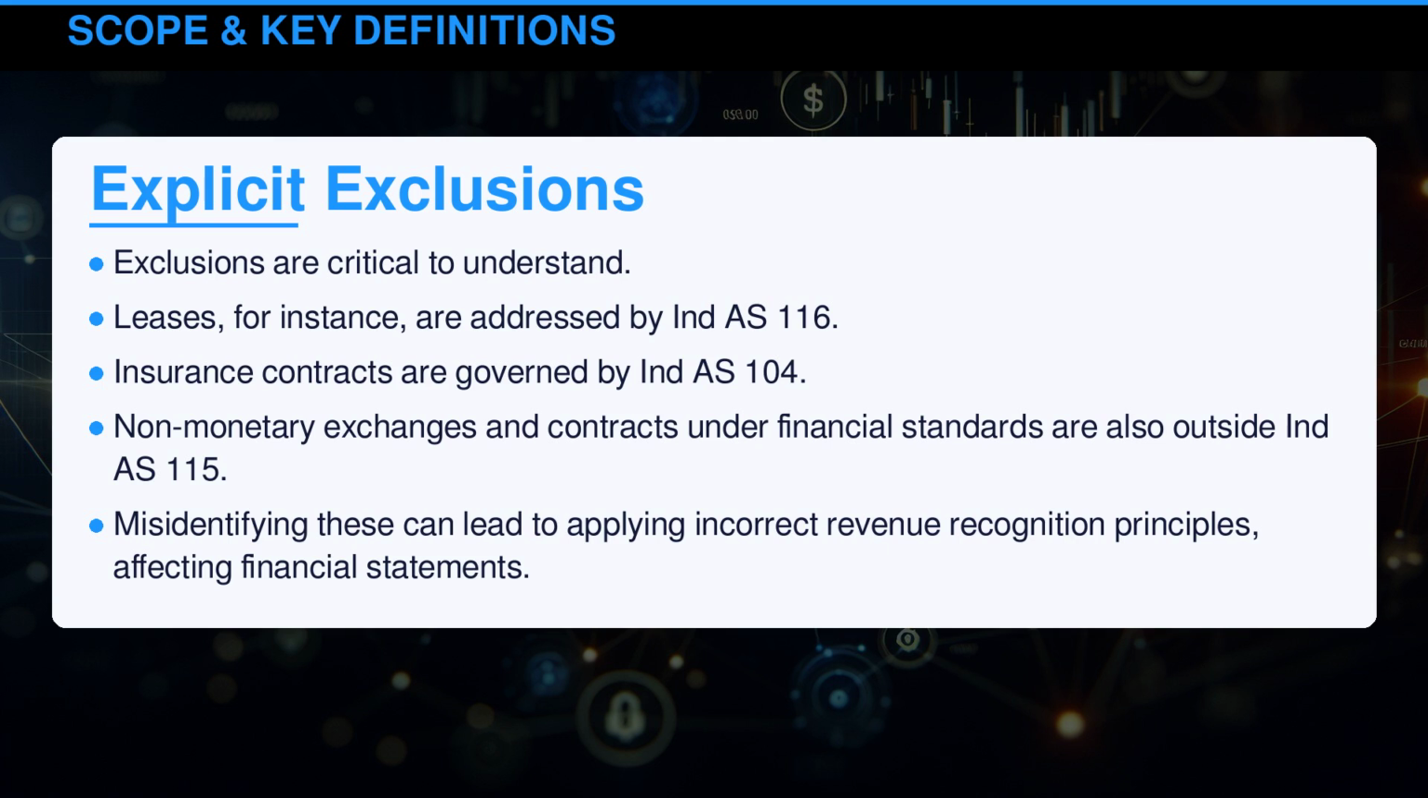Exclusions are critical to understand. Leases, for instance, are addressed by Indian Accounting Standard 116. Insurance contracts are governed by Indian Accounting Standard 104. Non-monetary exchanges and contracts under financial standards are also outside Indian Accounting Standard 115. Misidentifying these can lead to applying incorrect revenue recognition principles affecting financial statements.